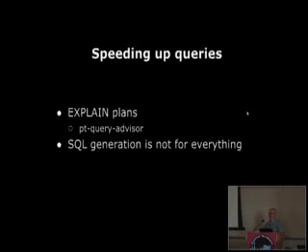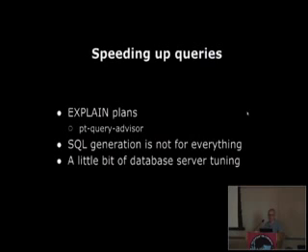Another thing you've got to remember is that SQL generation from DBI wrappers and ORMs is great for simple stuff, saves you a lot of time and a lot of boilerplate, but it's not for everything. There's going to be some times when you actually have to write a query manually, because you need to give it hints on which index to use and things like that. So that's why it's always important with your ORM to know how to get out of it and do a manual query. You also may have to do a little bit of database server tuning.